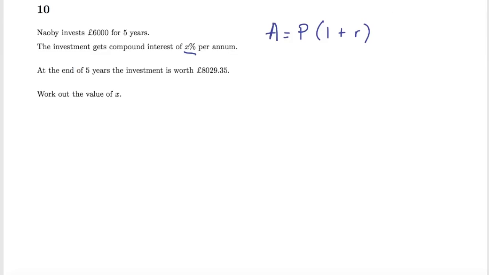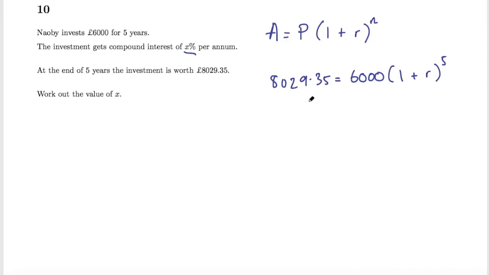Or I think usually we actually use n for that, don't we? So the principal you start with times 1 plus the rate to the power of the years. So if we fill in those values in that formula, we could see how we could start working this out. So the amount at the end we know is 8,029.35, and the principal we know, 6,000. The rate is the thing we don't know, and we know the amount of years.